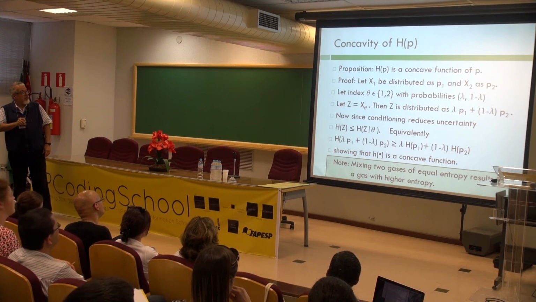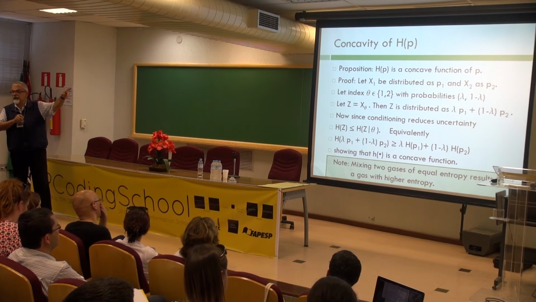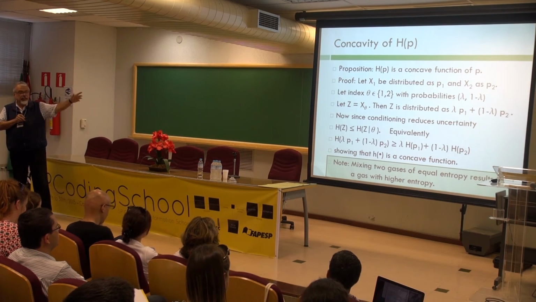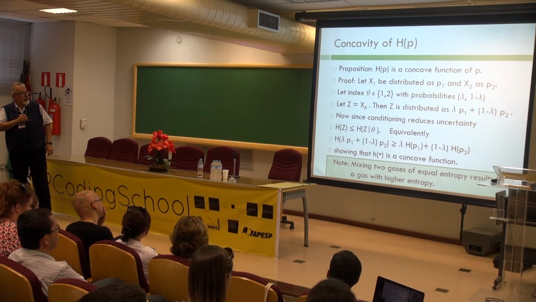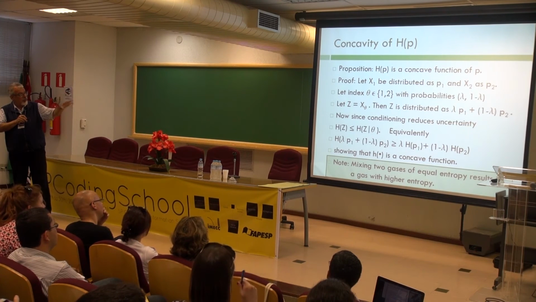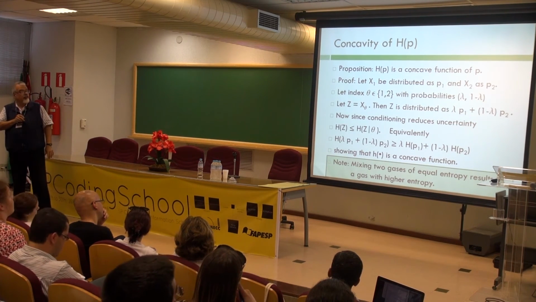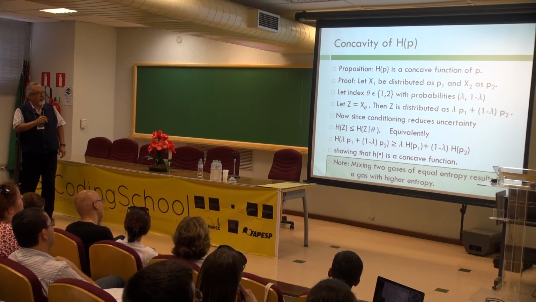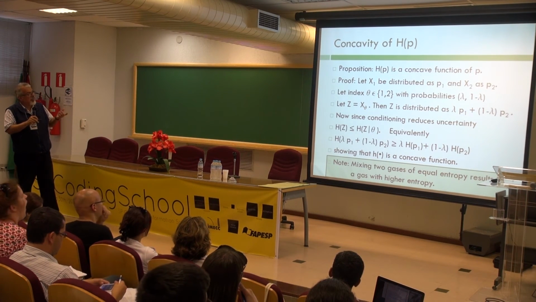One way to prove the concavity of the entropy function is using Jensen's inequality, but I chose here to use something even more basic to show that the entropy function is a concave function of the argument of the distribution. And here's the proof. Again, it's a simple proof.